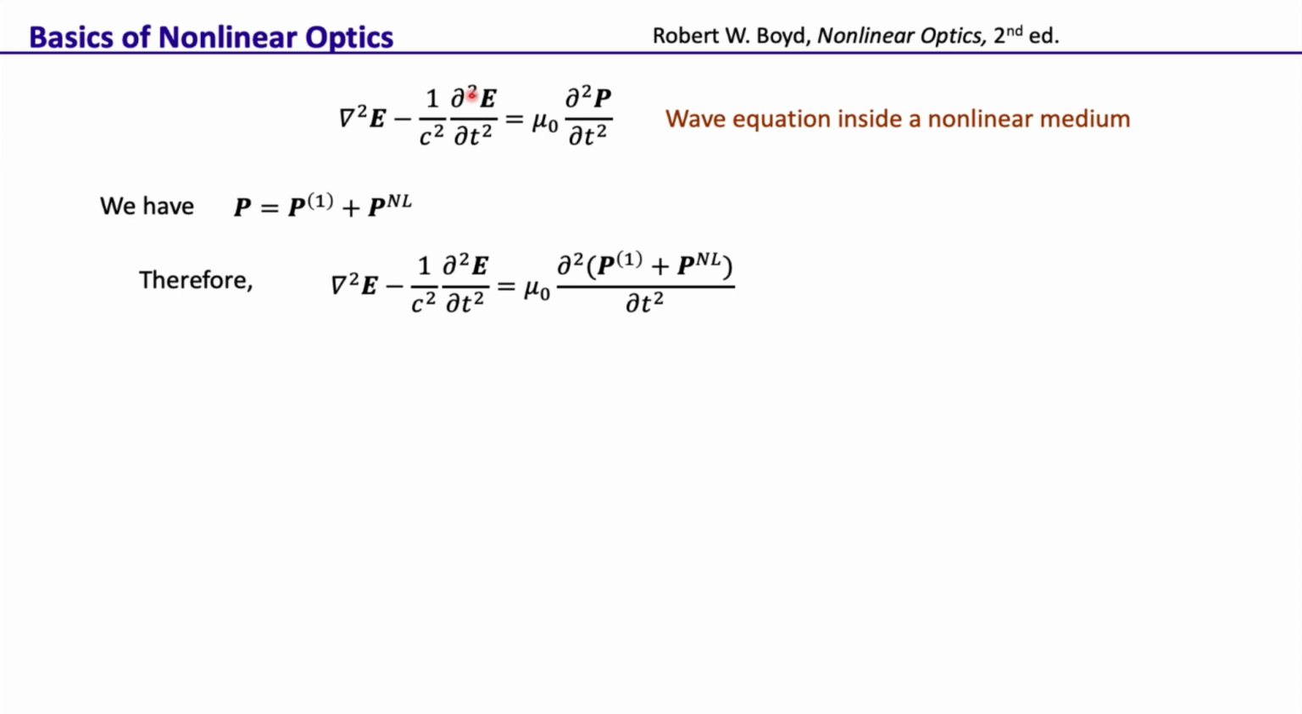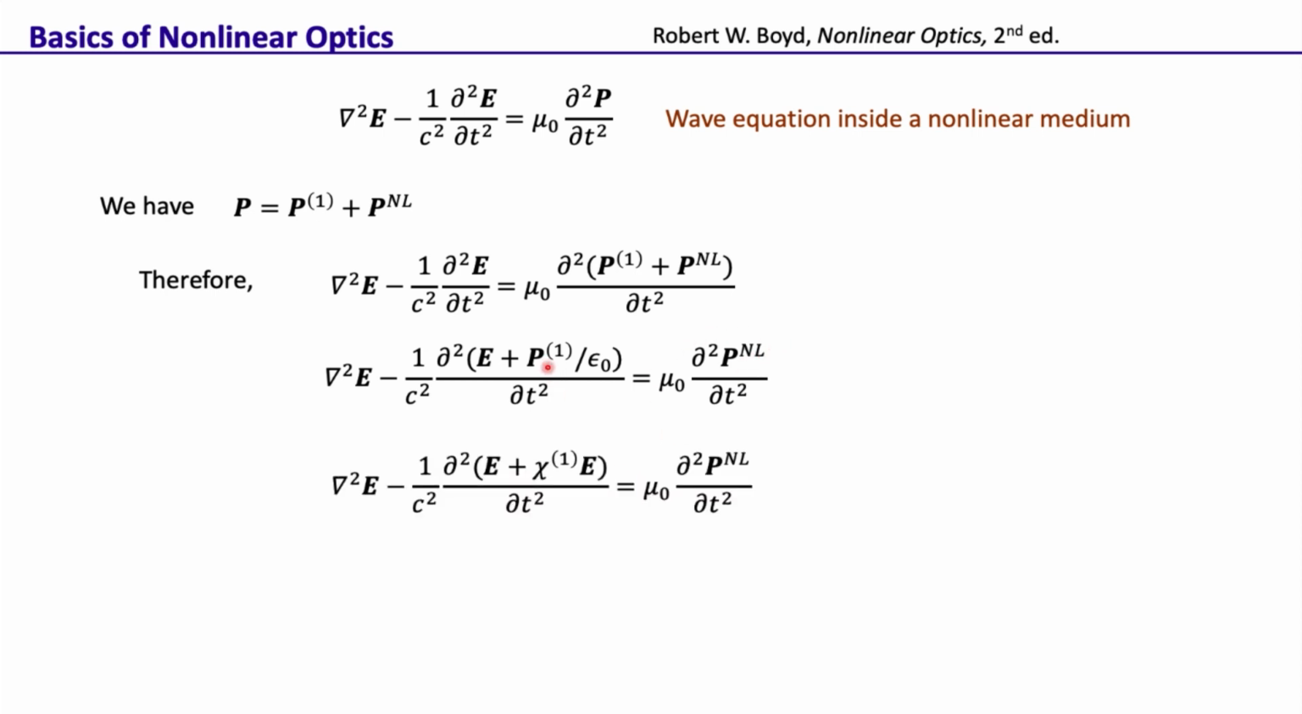We can then write this one as the left hand side remains as it is, and the right hand side we can write as mu naught del 2 P1 P nonlinear by del T2. This P1 we are bringing onto this side, so this 1 over c square. So we have E from here, and then P1 by epsilon naught from there. So here we have used the relation between E naught, epsilon naught, mu naught, and c square. And this mu naught del 2 by del T2 P NL, that remains on this side.